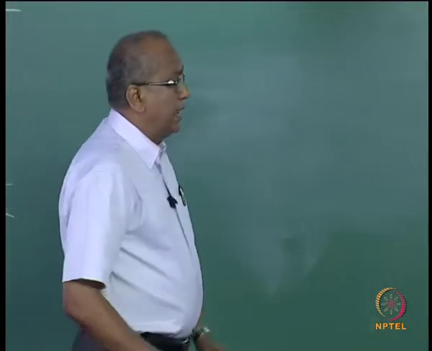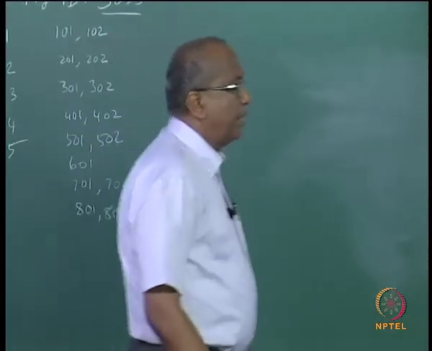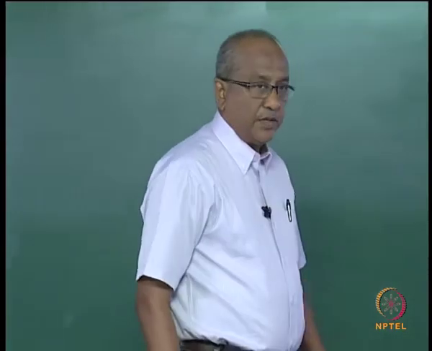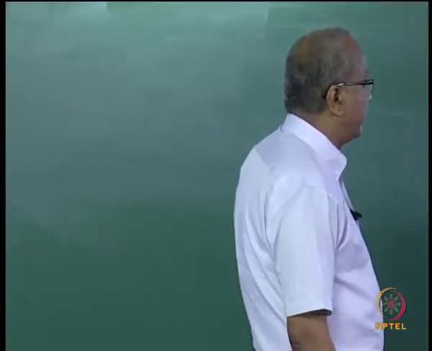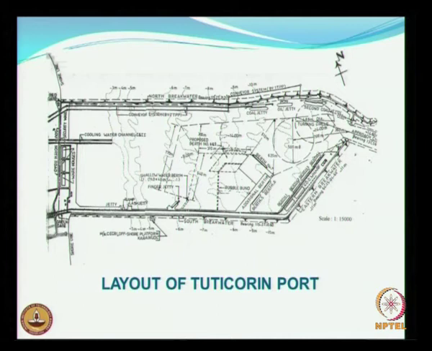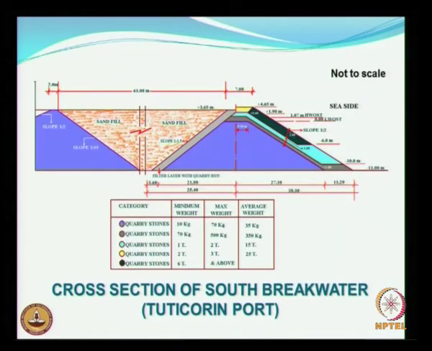So this is a typical layout of Tuticorin port, which is situated in the south of the Indian Peninsula. You look at one of the longest breakwaters, around 4 kilometers, but here we do not have much of a problem concerning sand movement. This is mostly for tranquility. Okay. So these are some of the pictures of the cross section of the southern breakwater of Tuticorin port.